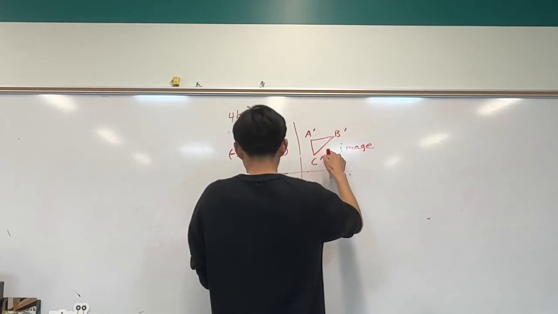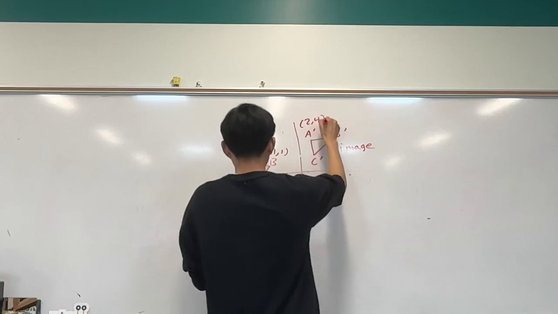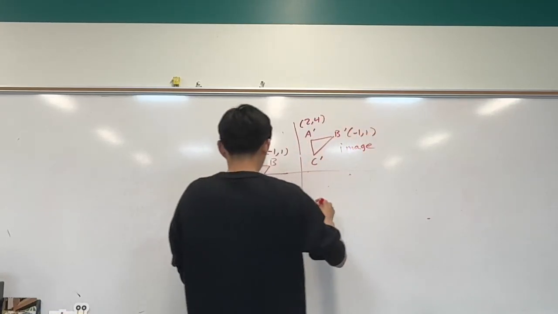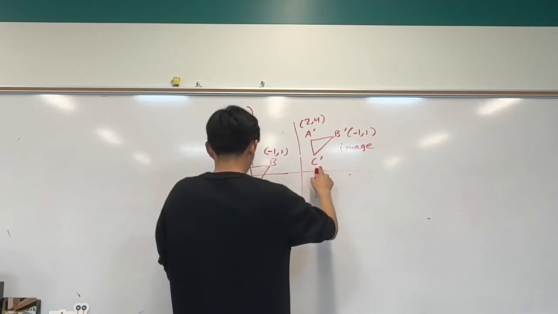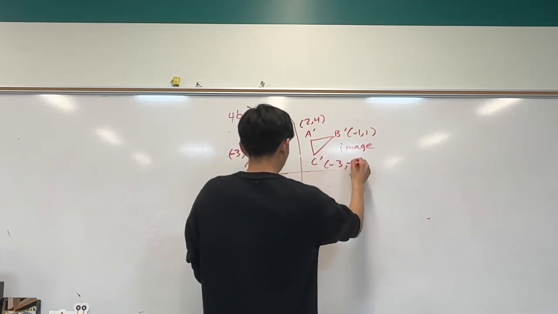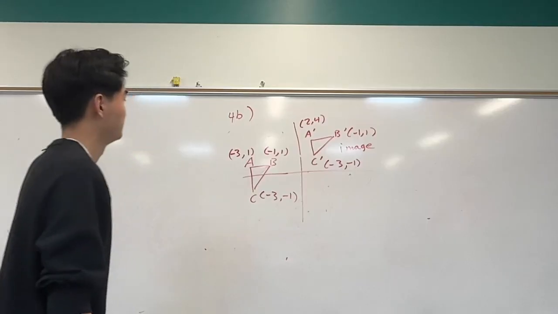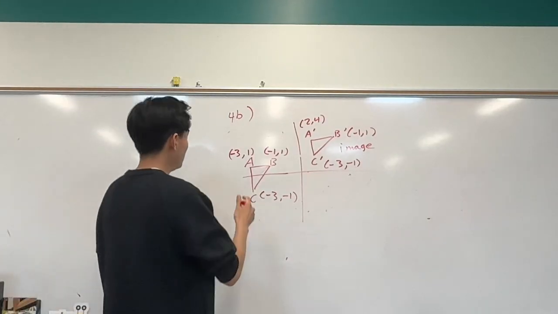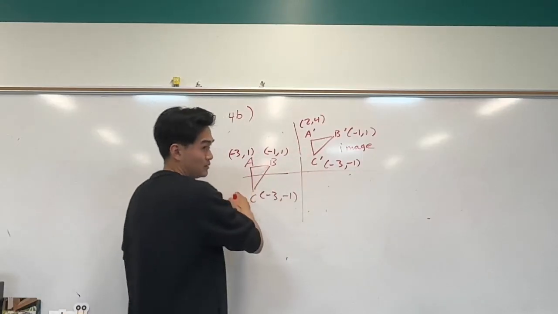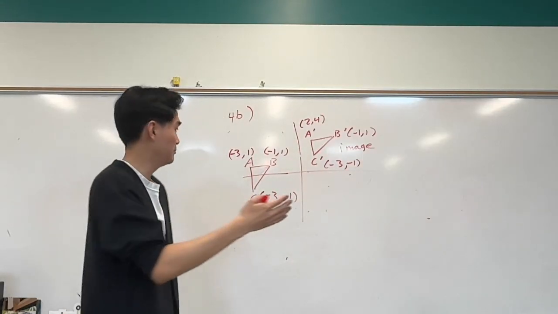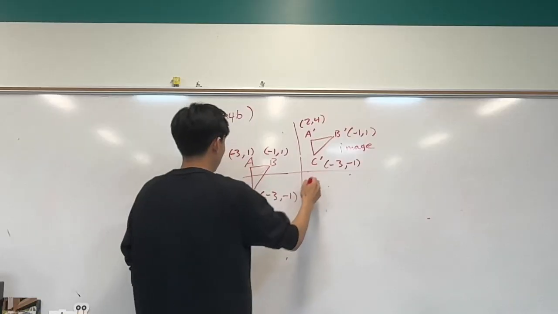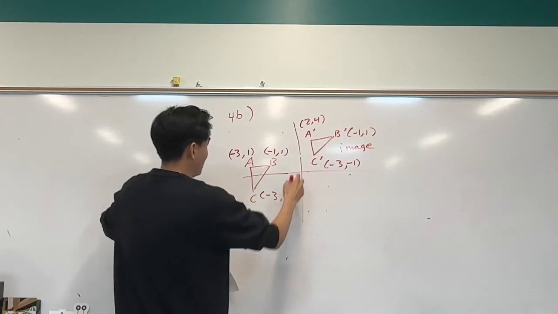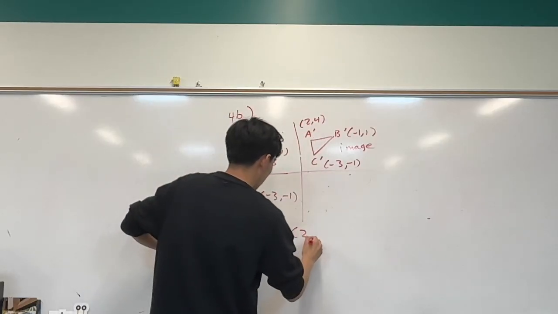This one should be 2, 4. This should be -1, 1. And this should be -3, -1. Okay, those points are given to you on the graph. Okay, now, I'm going to be comparing the same letters, right? That makes sense, right? A to A prime, B to B prime, and C to C prime. For A, I have -3, -1, and A prime is 2 and 4.